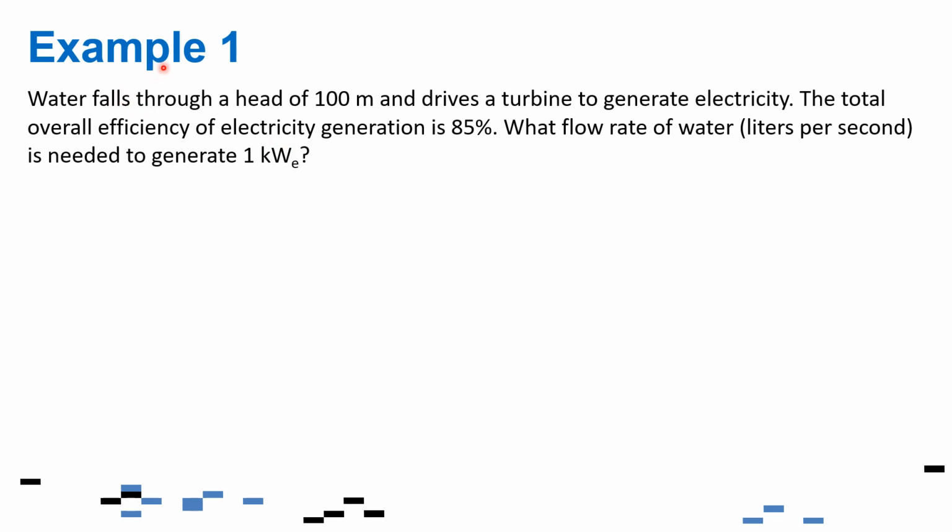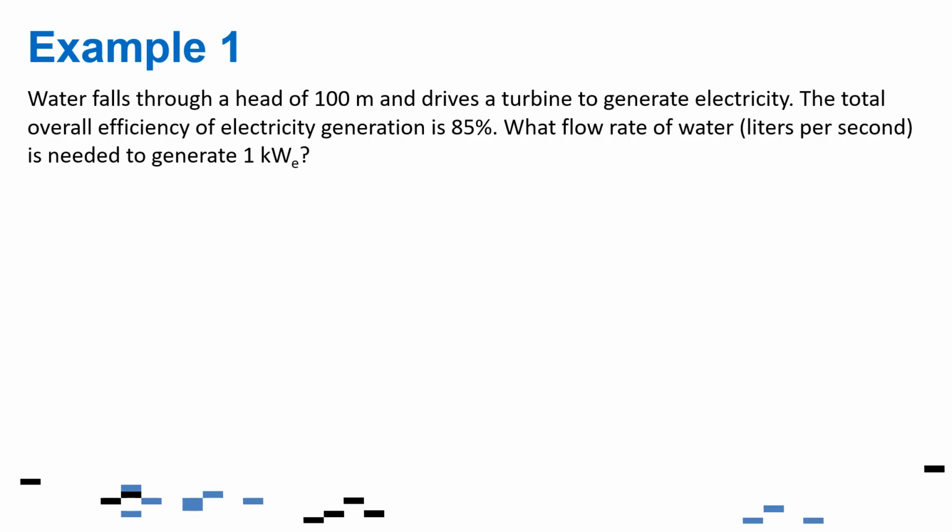So let's start off with a simple example on hydropower. Here, water falls through a head of 100 meters and drives a turbine to generate electricity. The total overall efficiency of electricity generation is 85%. What flow rate of water in liters per second, that is the unit here, is needed to generate 1 kilowatt of electricity? So let's take a look at what this problem is about.